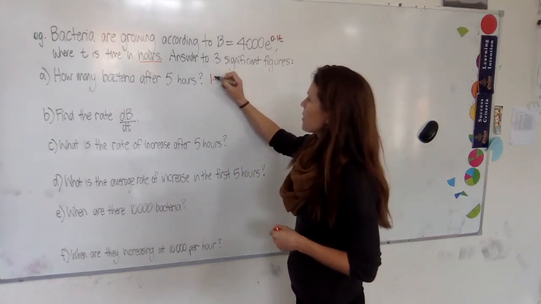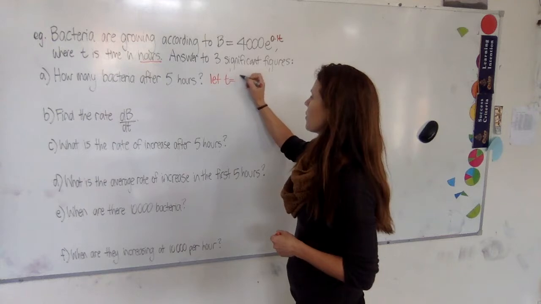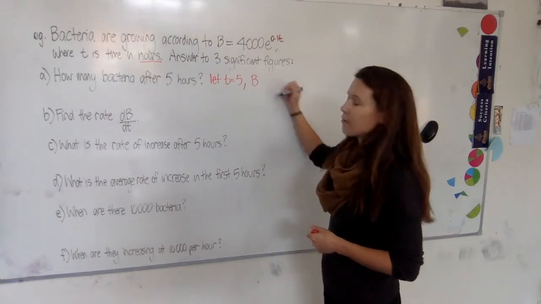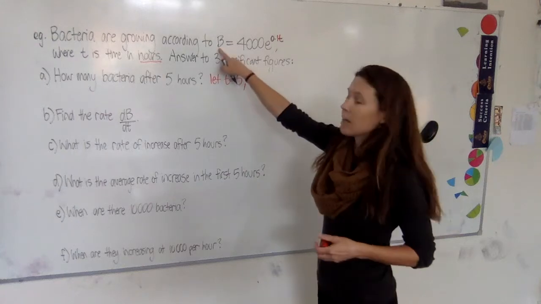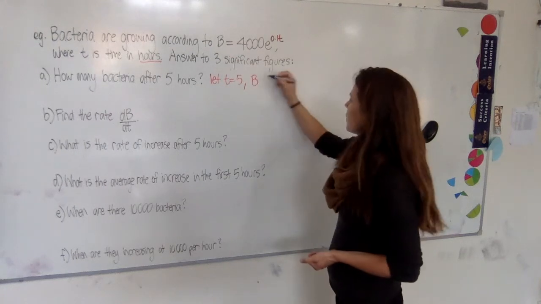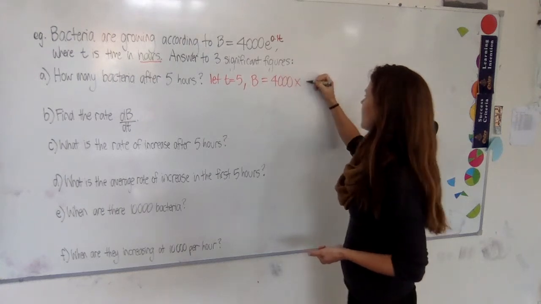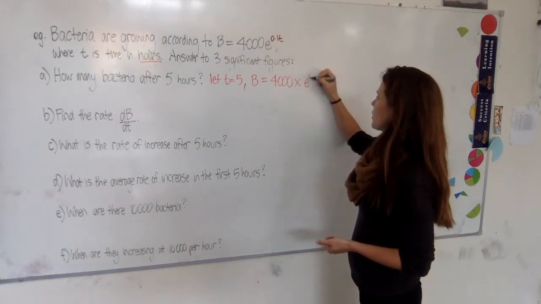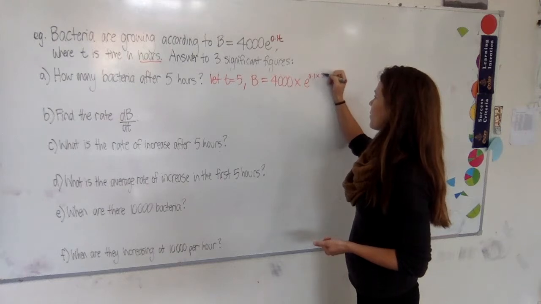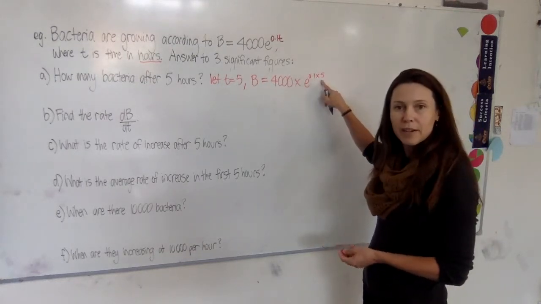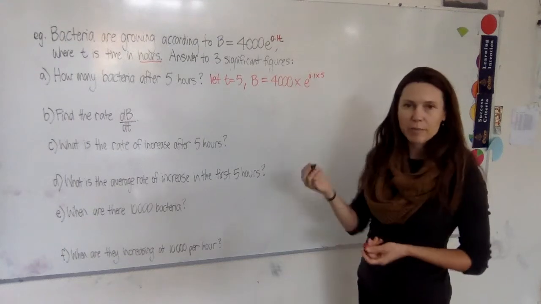Well, what we want to do here is let t equal 5. We know that t is time in hours. And simply sub that in and find out what B is, because B is the number of bacteria that we'll have. So B will be equal to 4,000 times e to the power of 0.1 times 5. Now it's tempting to put in your working 0.5 here, and if you're confident with your mental arithmetic, go for it.